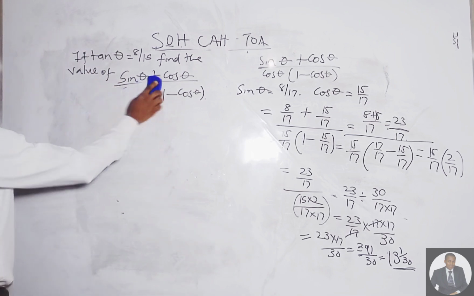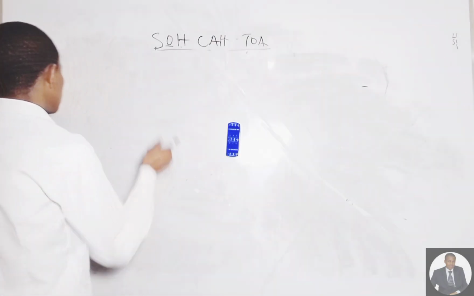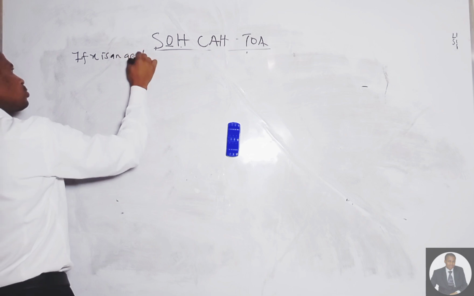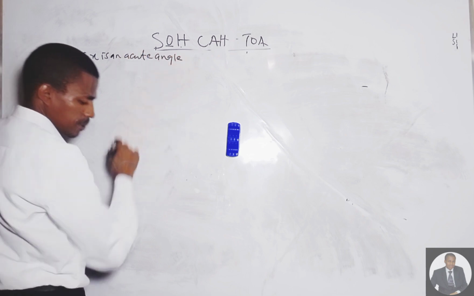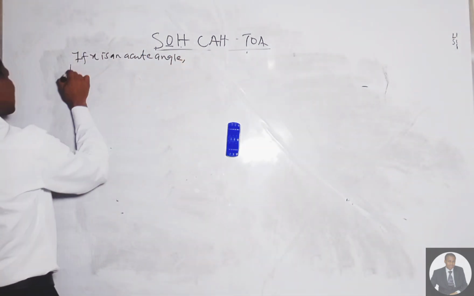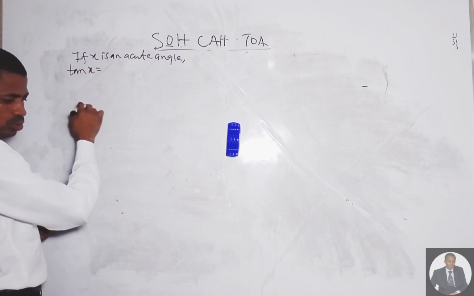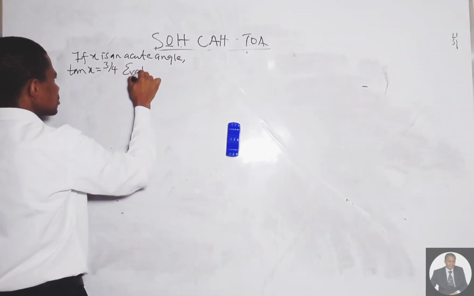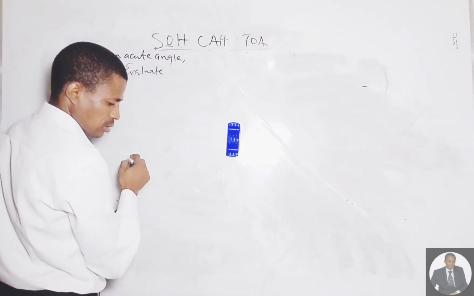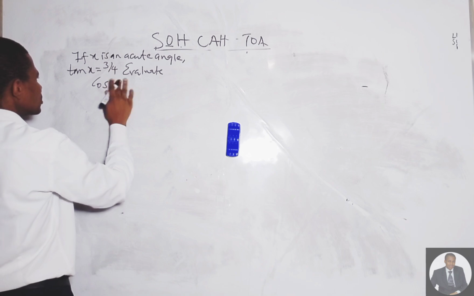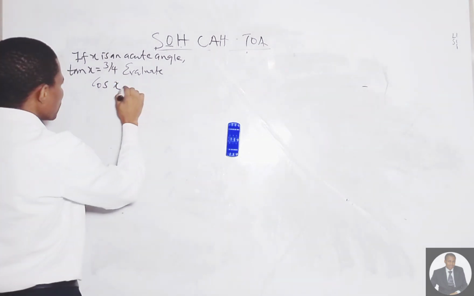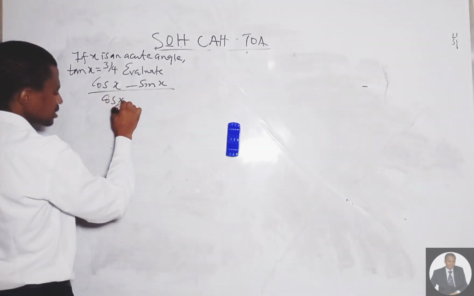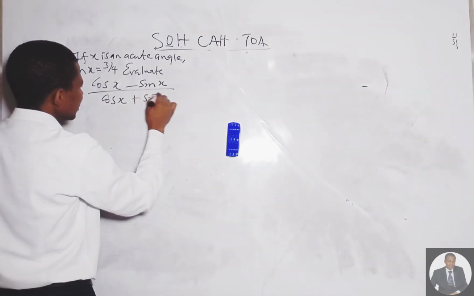Yet another question. x is an acute angle. If x is an acute angle and tan x is equal to 3 over 4, evaluate cos x minus sin x over cos x plus sin x.